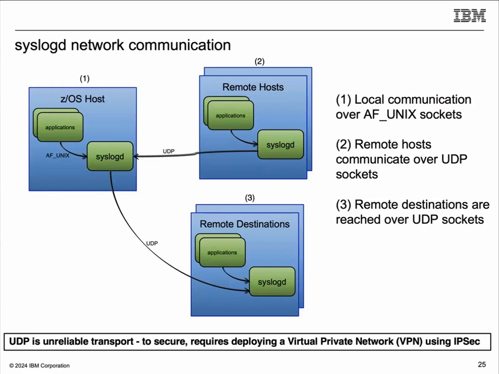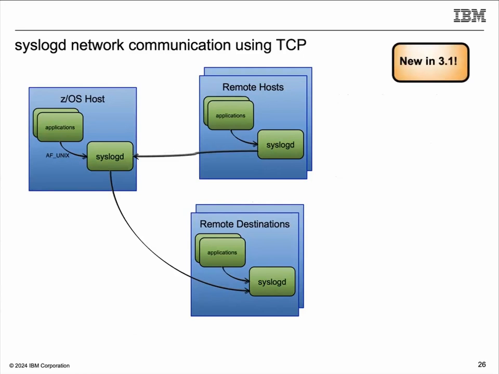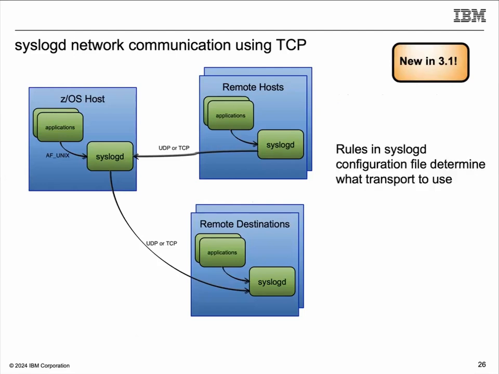So what we did to overcome these limitations, which is new in 3.1 and which we rolled back to 2.5 as an APAR as well, is take this same picture. Now when you configure, from your zOS host, which remote host you want to receive messages from or send messages to, you can specify what transport you want to use in this configuration file. By default it will still be UDP, but you can configure it to use TCP instead, which gives you guaranteed delivery, and you will no longer have potential message loss.